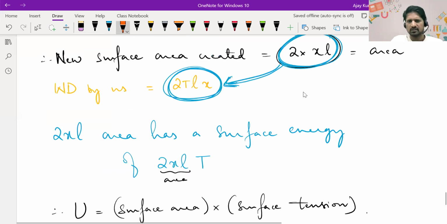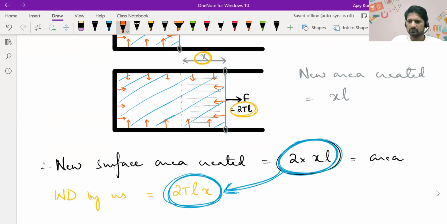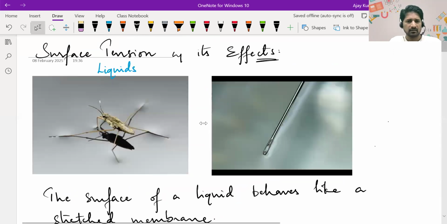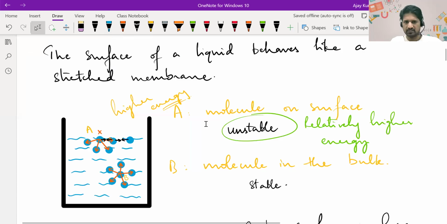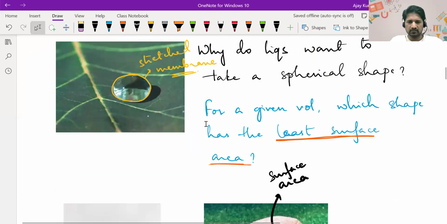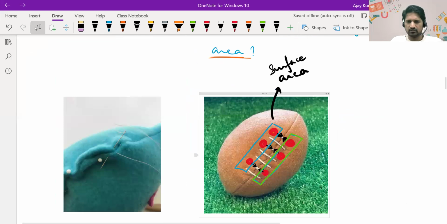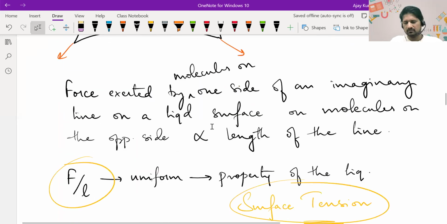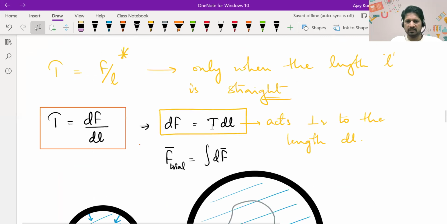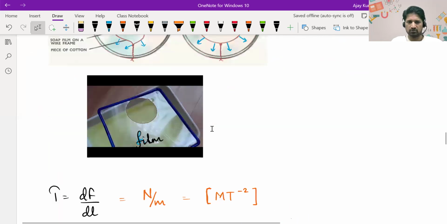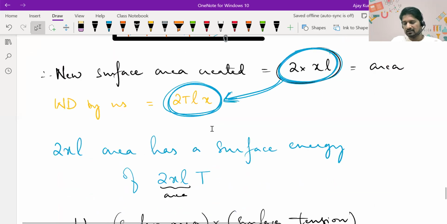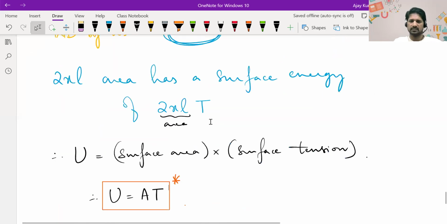Okay, so we'll stop it here for today. We basically discussed what is surface tension, what is surface energy, how surface tension arises due to intermolecular forces. And then a formula for surface tension, dF by dl, and its application to find out the total force. And finally, the relation between surface energy, surface area, and surface tension.